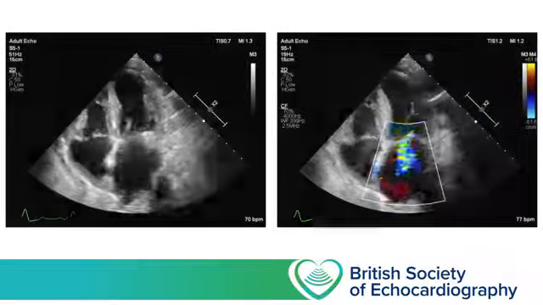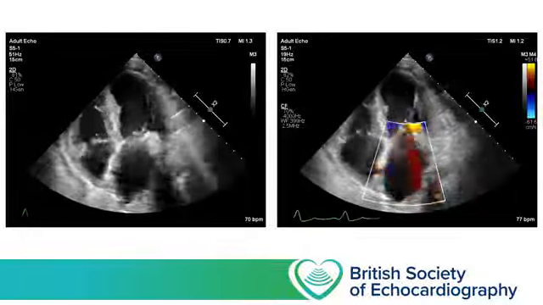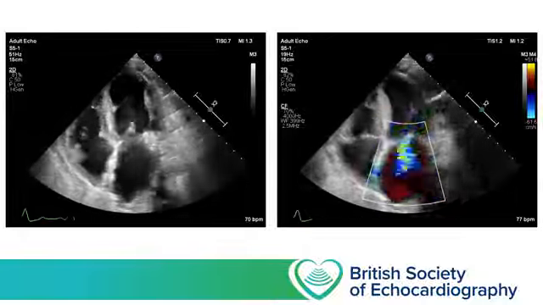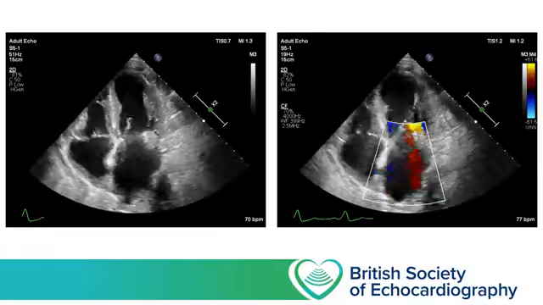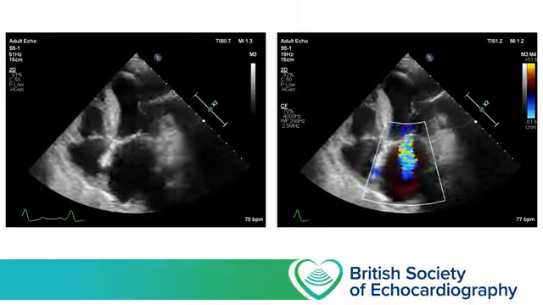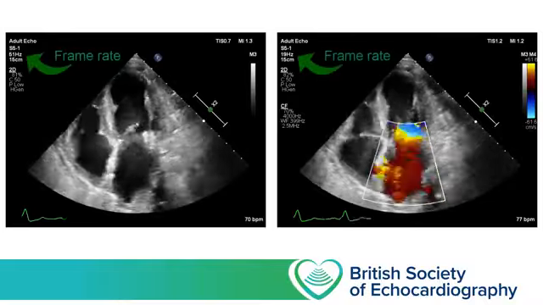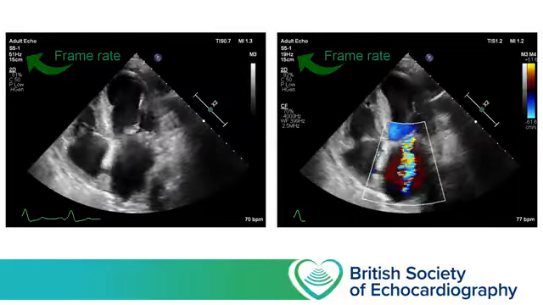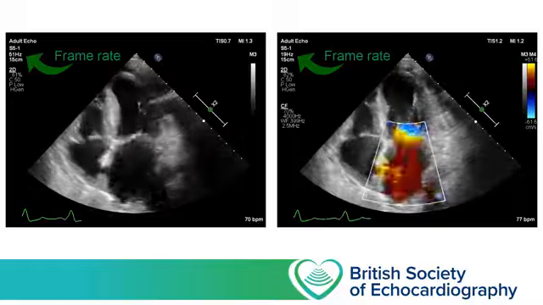So the second limitation we need to consider is the impact of colour flow mapping on the frame rate. Here we have two apical 4 chamber views side by side, and they've both got identical sector width and sector depth, but the image on the right has the addition of a colour box over the left atrium. And in the top left hand corner of the image we can see the frame rate displayed. So without the colour box we've got a frame rate of 51 frames per second, and then when we add the colour box our frame rate drops to 19.